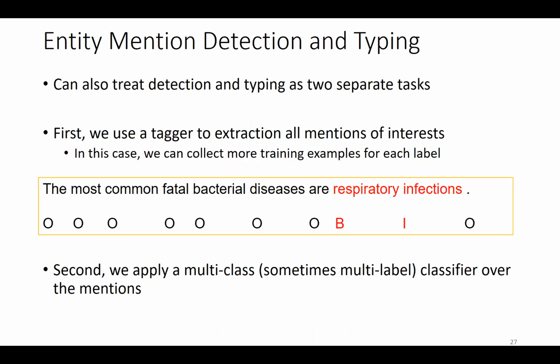The mechanism can also be easily reduced to purely working on mention detection, where we simply set the labels to be B, I, and O's. In this case, we may have more training examples for each label, but if we want to do typing later, we need to build another model to get the classes of the entity types.